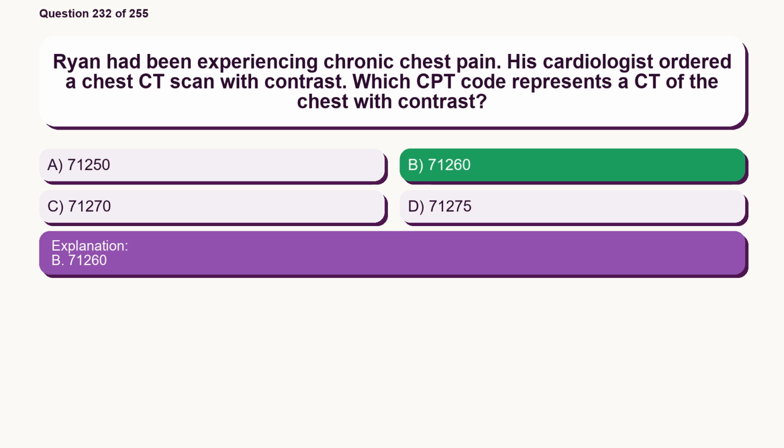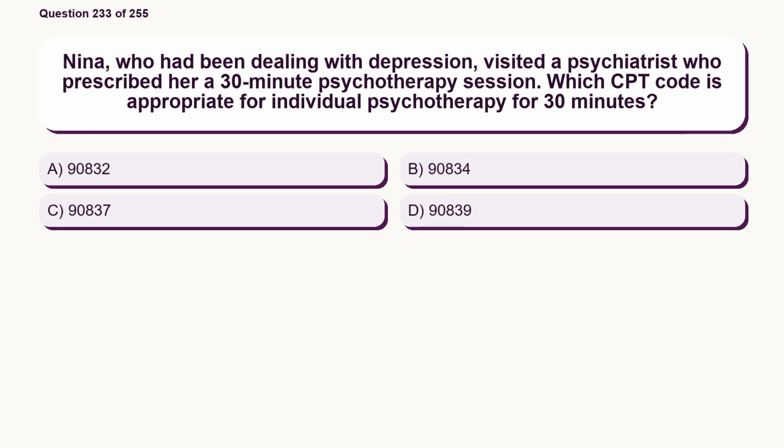Question 233. Nina, who had been dealing with depression, visited a psychiatrist who prescribed her a 30-minute psychotherapy session. Which CPT code is appropriate for individual psychotherapy for 30 minutes? Option A 90,832, Option B 90,834, Option C 90,837, Option D 90,839. The correct answer is Option A, 90,832.